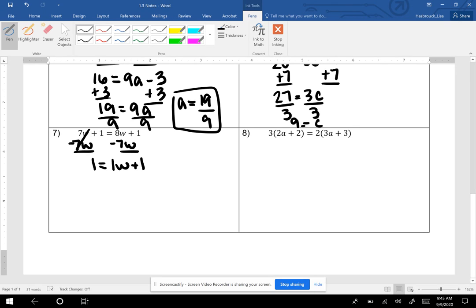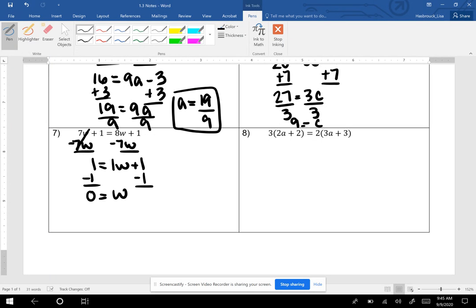Now to get w alone, I need to move that plus 1, so I'm going to subtract it from each side. 1 minus 1 is 0 equals w. It is okay if w equals 0. This is an answer. Okay, so if you get this, you will leave it as w equals 0.